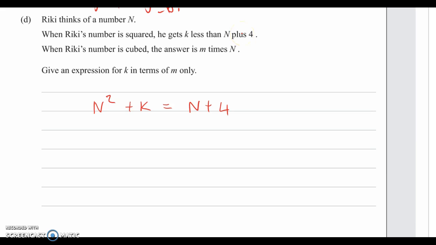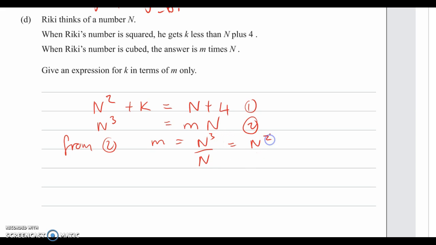When Ricky's number is cubed, the answer is m times n. Okay. So, give an expression for k in terms of m only. So, let's look at these. From 2, I can get m equals n cubed over n, which equals n squared.